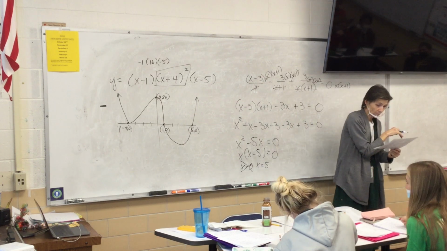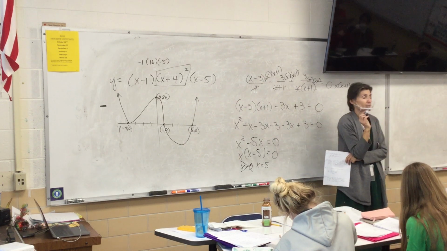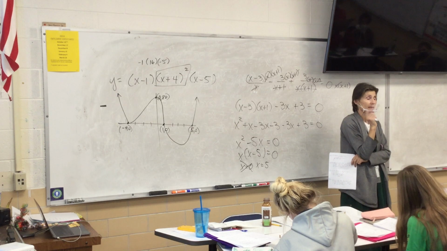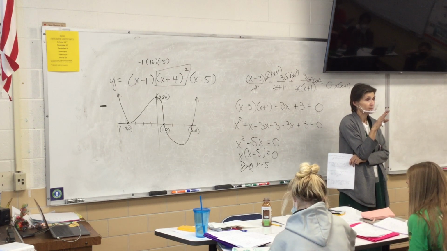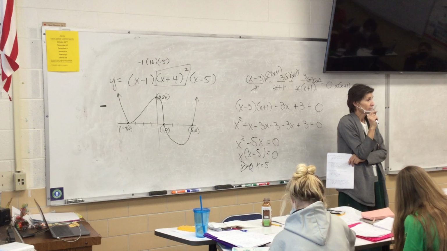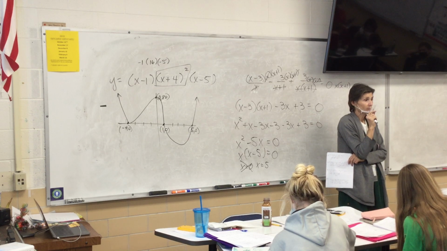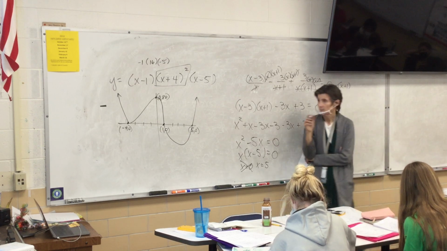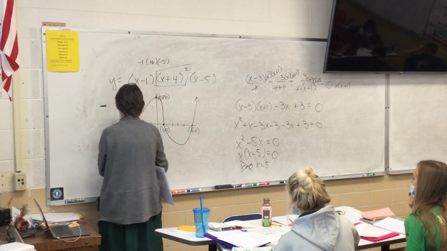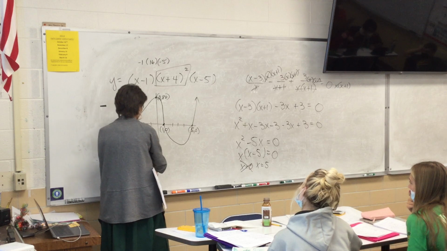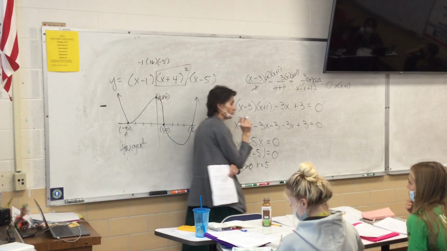Now, where is the graph tangent to the x-axis? Tangent means it bounces off. It just touches. Where does that happen? -4. This is where we bounce off. This is called a point of tangency. It's tangent at that point, bounces off.